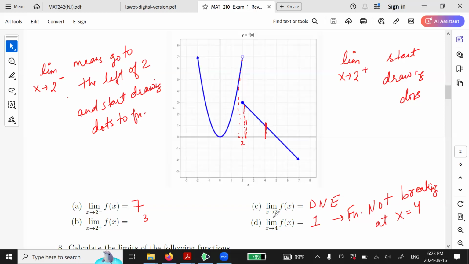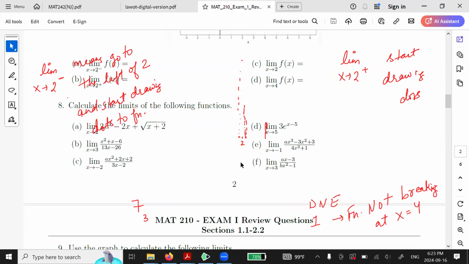If I'm approaching a number and my function is not breaking, you'll miss something important, I'm telling you. If the function is not breaking, no need to check left hand side, right hand side. Just focus on that value, that's your limit. Good? Now, let's go back to the other question.